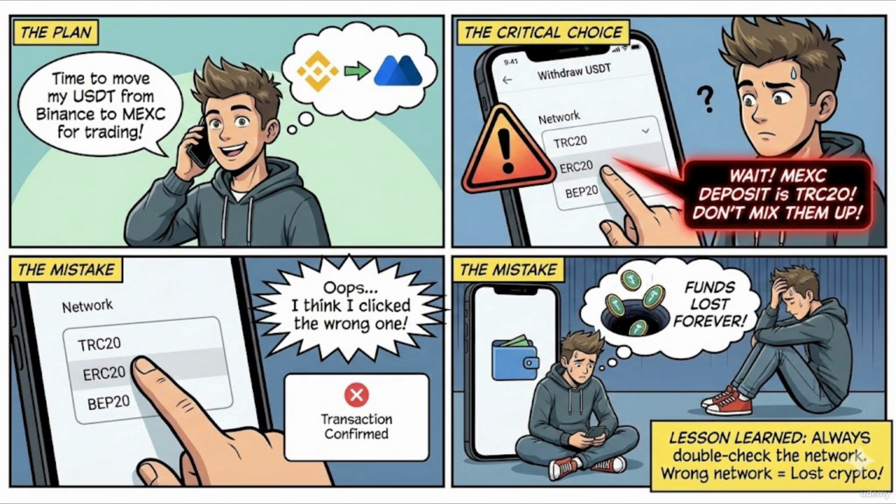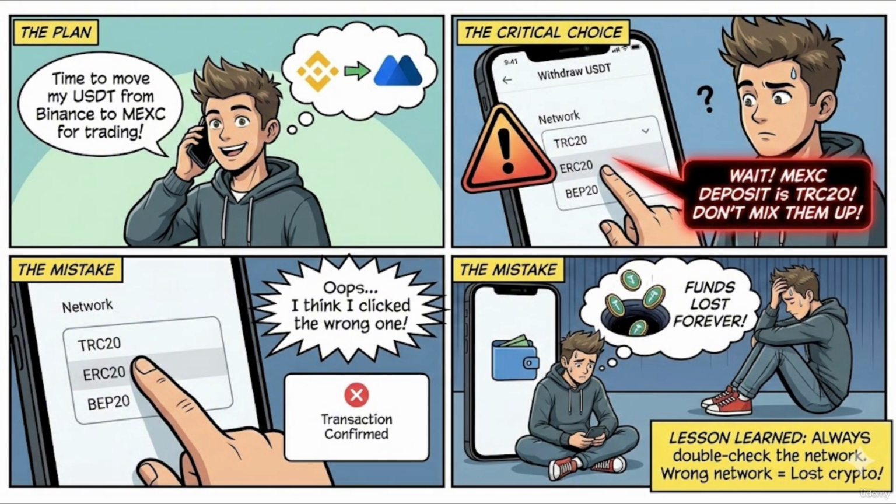That's why it's absolutely critical to select the same network on both exchanges. If you deposit USDT on TRC20 in MEXC, you must also withdraw USDT using TRC20 from Binance. If you mix up the networks, for example, sending ERC20 USDT to a TRC20 address, the coins won't arrive, and in most cases, they'll be lost forever. So remember this golden rule. Always double check the network before you transfer any crypto.